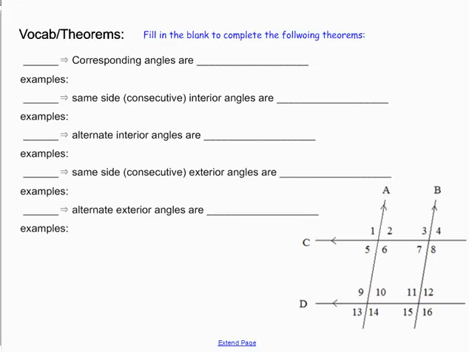So we're looking at these theorems. This first one says, if lines are parallel, then corresponding angles are blank. Corresponding angles. Corresponding angles in this particular drawing would be this side of the intersection and this side of the intersection. Let me show you what I mean. These lines are parallel.